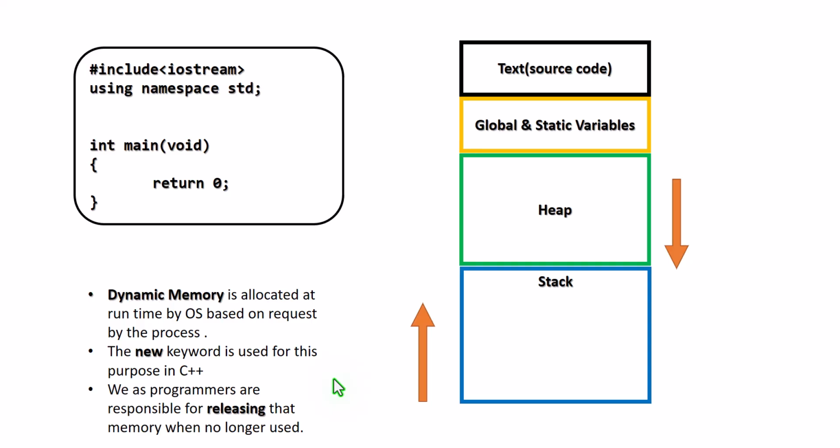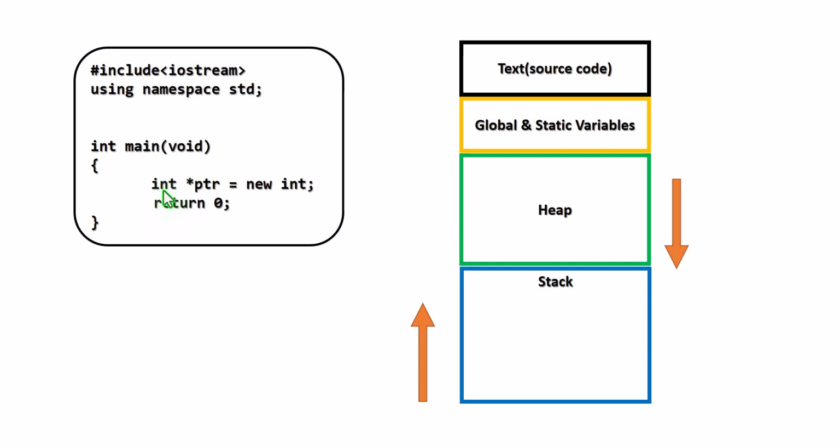You have acquired memory from the heap, you are no longer using it, and you have not given a signal to the operating system to reclaim it. So that memory will still be reserved as if it is being used by your program as long as the program is running. So it is always a good practice that once you acquire memory from the heap using the new keyword, you should always use delete once you do not need it. And we will see that practically in the next video.